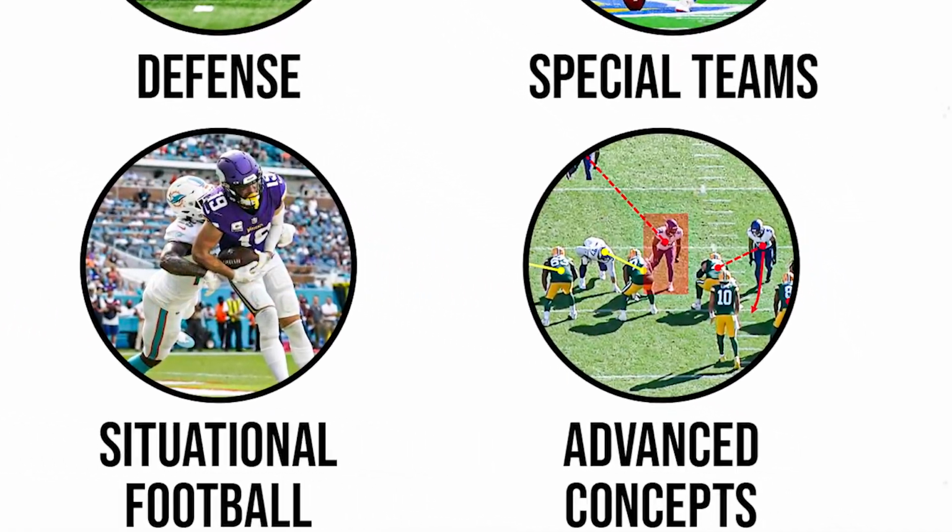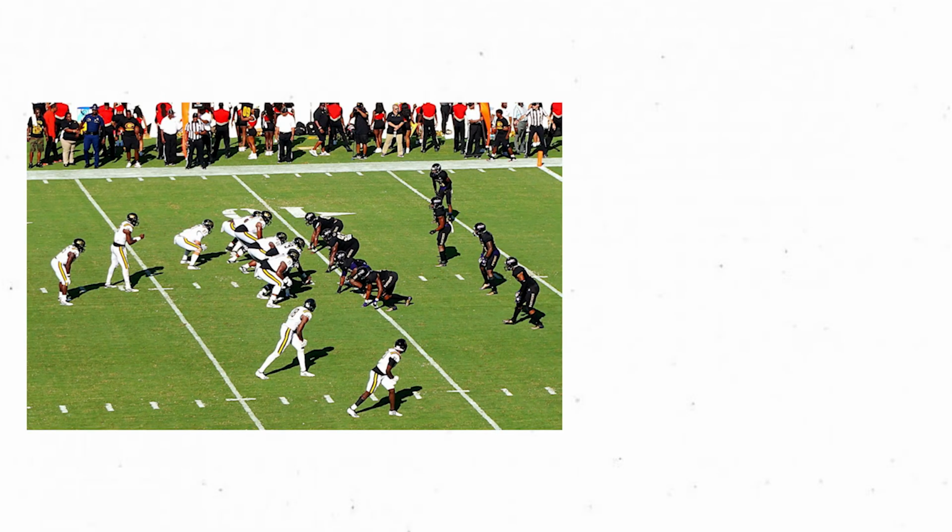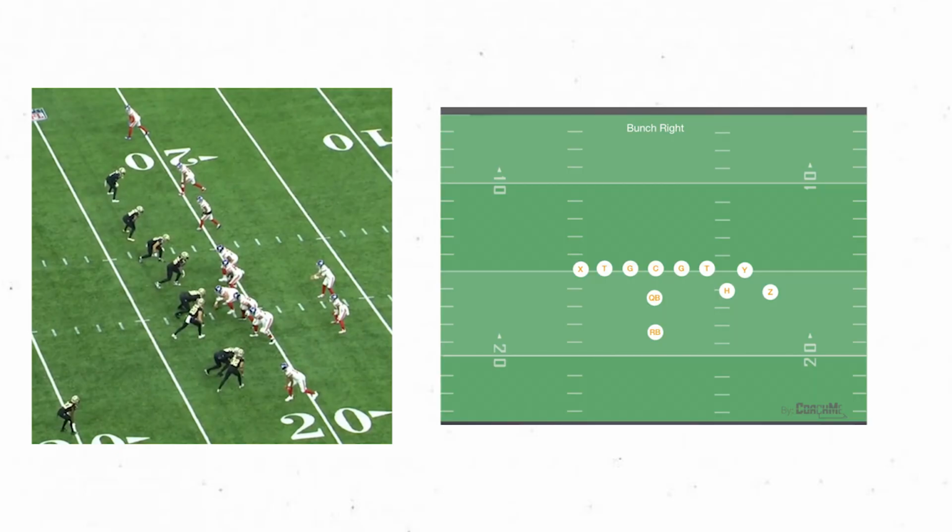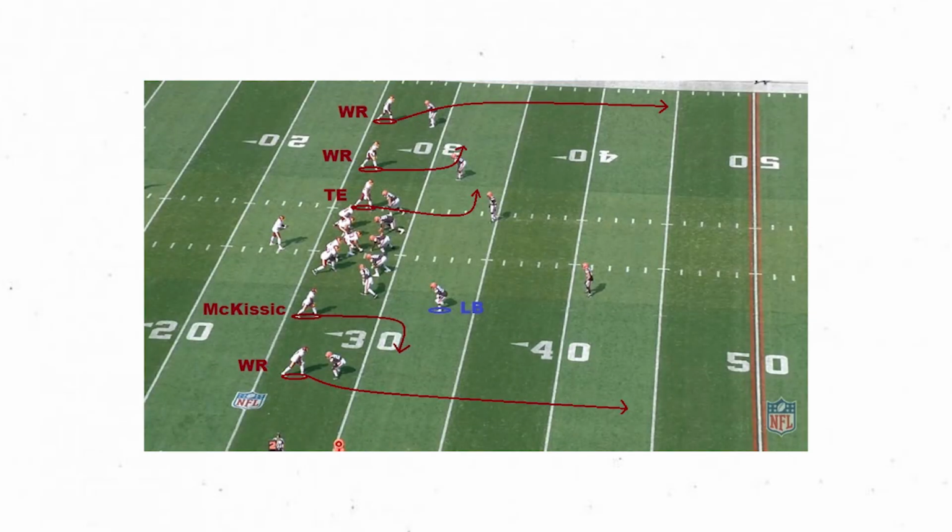Advanced concepts, formation terminology. Offensive formations have specific names that tell players where to line up. I formation has the fullback and running back lined up behind the quarterback in a straight line. Shotgun has the quarterback standing several yards behind the center. Trips means 3 receivers lined up on one side. Bunch formations group receivers close together. Empty backfield means no running backs, all eligible receivers spread out.